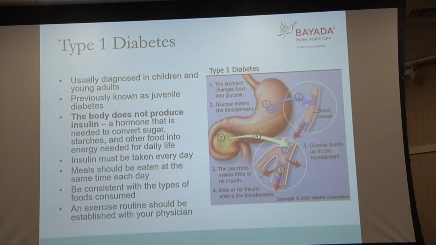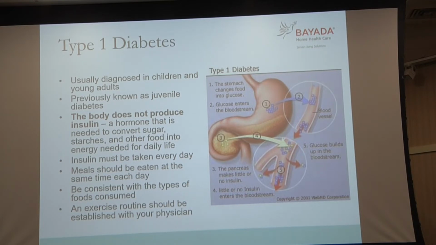So usually when you're diagnosed with type 1 diabetes, you have to take insulin every day, and you should have a little bit more structure with your diet. So you try to eat meals at the same time. You should try to be consistent with the type of food you consume, and then you should, with your physician, establish an exercise routine.